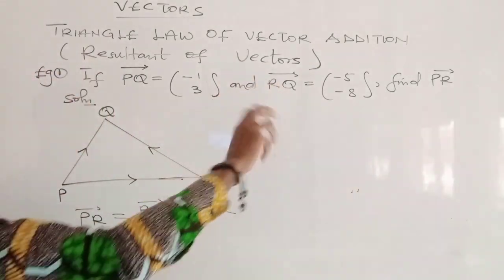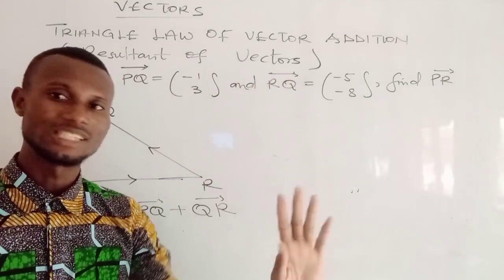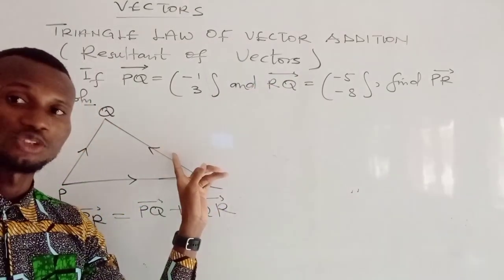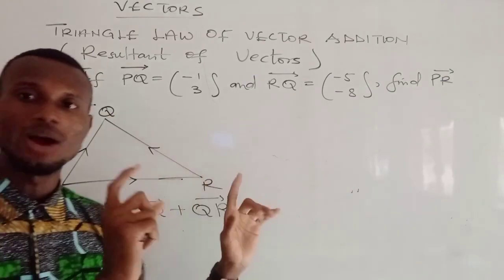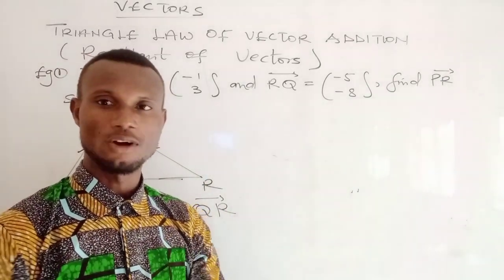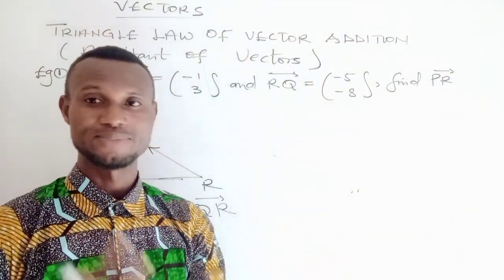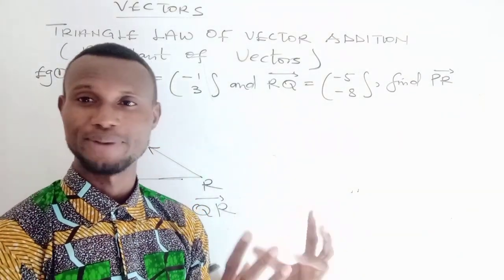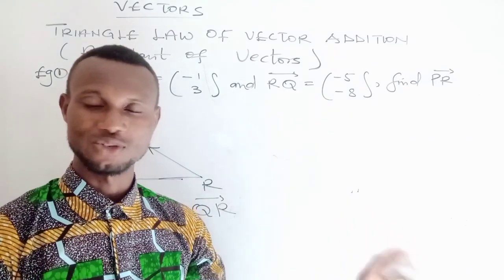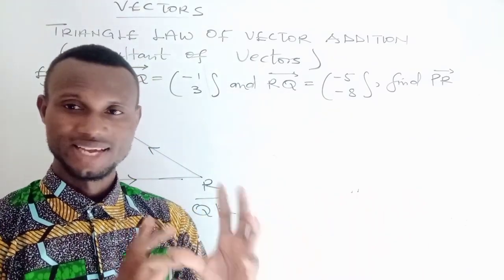But in the question, we're given RQ, so it means that we have to do something to this side of the triangle so that we can get the QR that we need. That is when the inverse of a vector that I taught you comes here. Okay, because I've been explaining to you that you are going to apply everything that we've learned on the vectors. So the inverse of a vector that I taught you comes here.